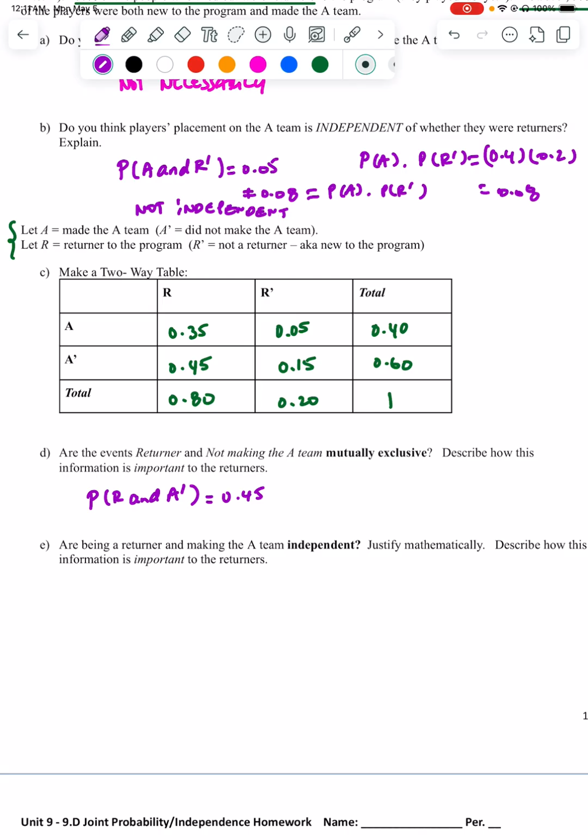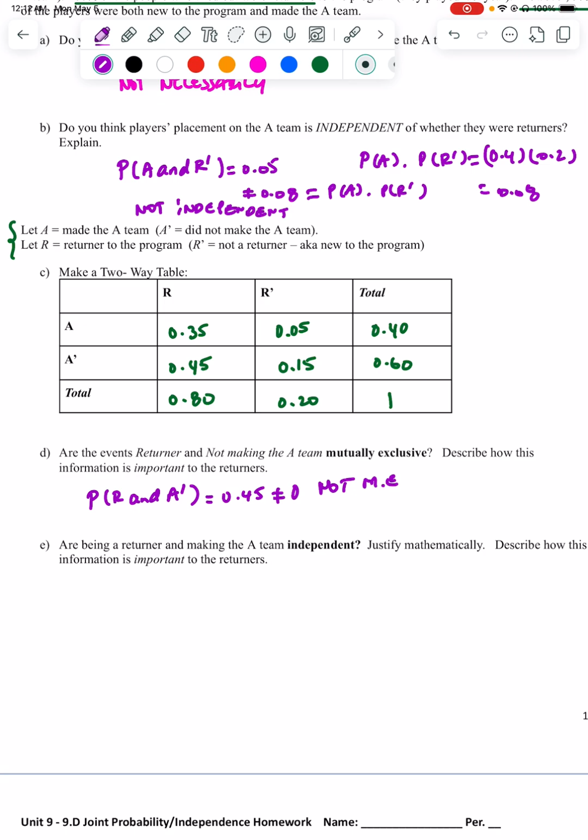Now, what are we saying here? We're saying returners and not making, there's something there, right? There's an overlap. So this is not equal to 0. Because if it was 0, they would be mutually exclusive. But this is not equal to 0, so you're going to say not mutually exclusive. That means they have something in common. Actually, they have 45% in common. So just keep that in mind.